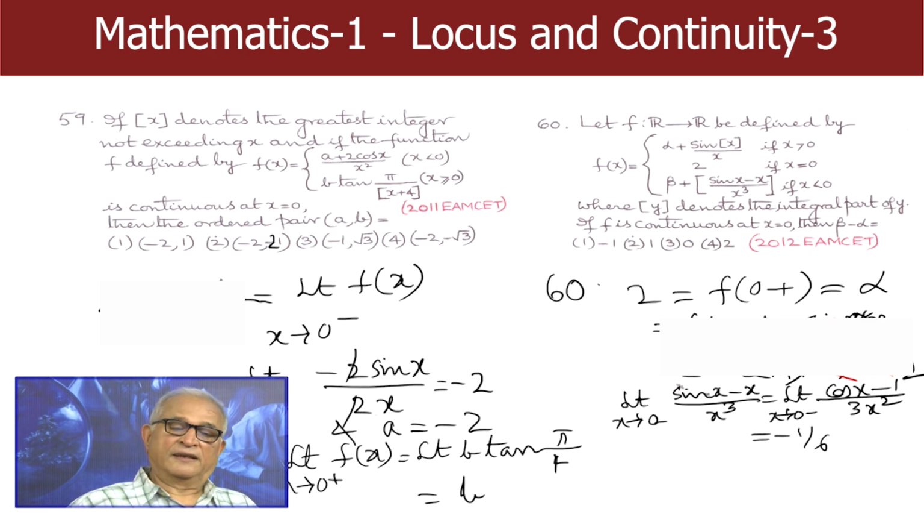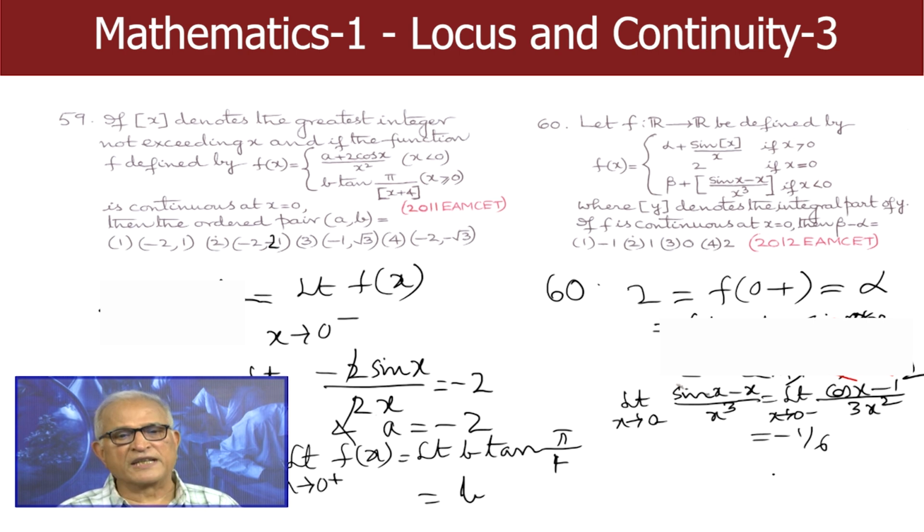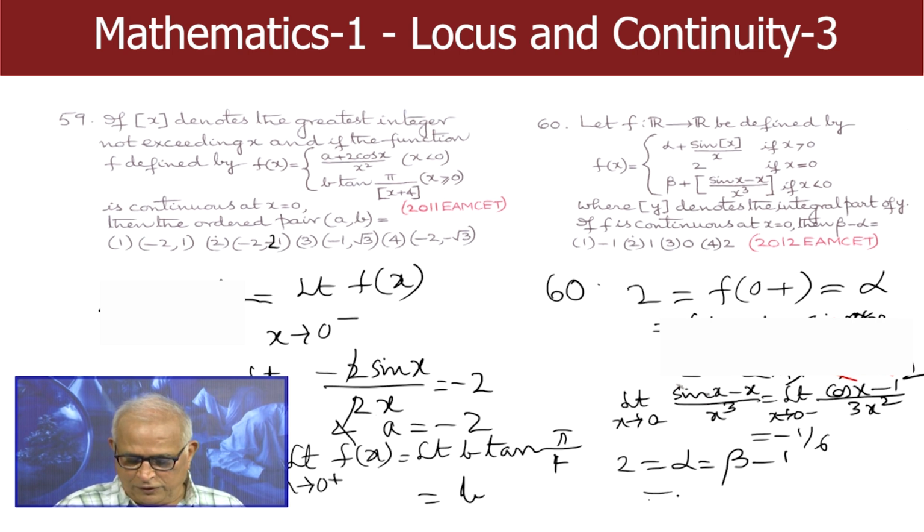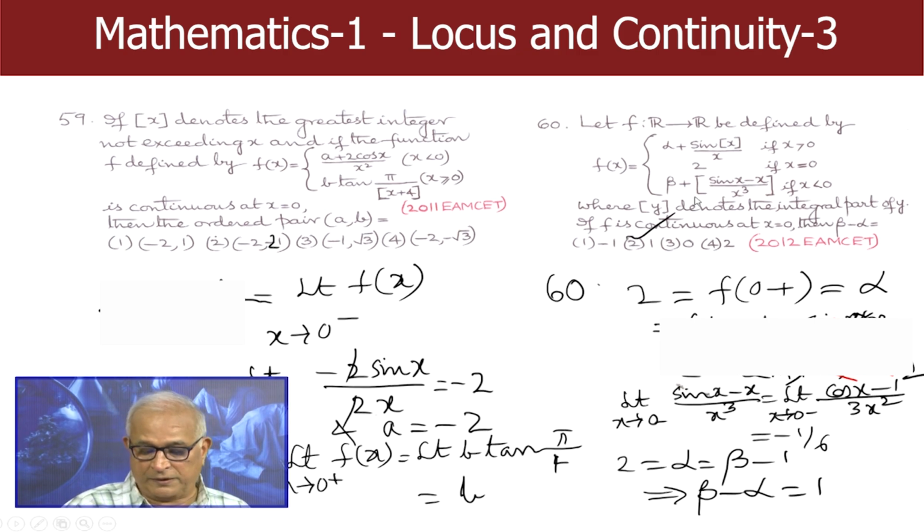That means, whenever x is negative, as x approaches 0 from the left, sin x minus x by x cube takes a negative value, approaches minus 1 by 6. So, it clearly lies between minus 1 and 0. So, the integral part of this will be minus 1. Therefore, 2 equal to alpha equal to beta minus 1. Therefore, beta minus alpha equal to 1. So, that is the answer for the question. Manchi question ichcharu EAPCET paper lo.